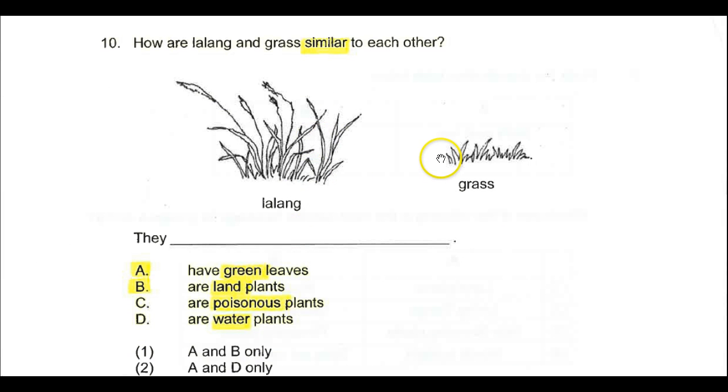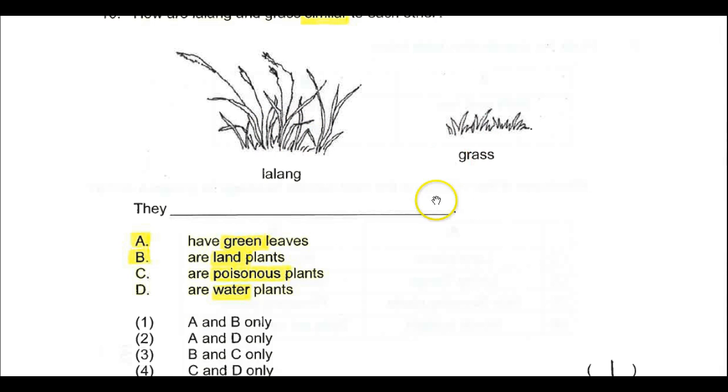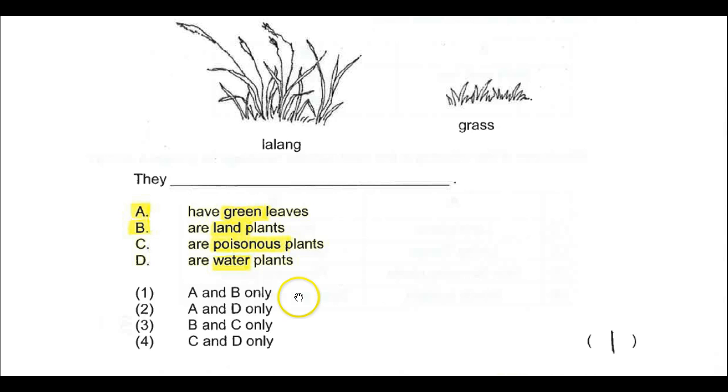Grass and lalang, just a longer type of plant that grows like grass. They have green leaves, correct? They are land plants, but none of them are poisonous, and none of them are found in water. So the answer is A, B.